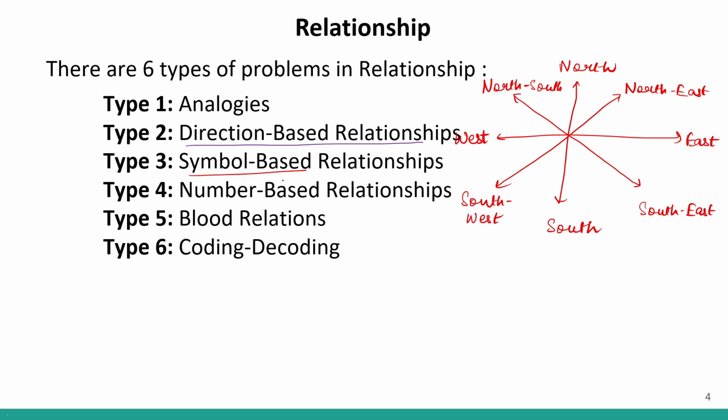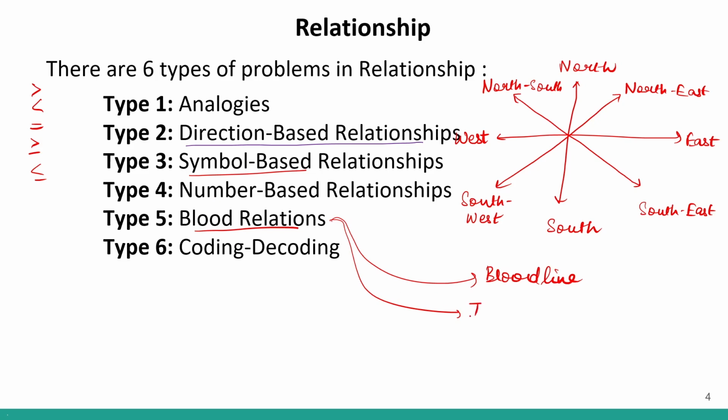Then we had symbol-based relationships. Again, inequalities had 5 symbols: greater than, less than, equal to, greater than or equal to, less than or equal to, right? And the same concept of coded blood relations. Whenever we talked about blood relations, we talked about 2 types of relations. First was your bloodline. Bloodline means people who are born into your family, for example your mother, father, children, grandchildren, nephews, nieces. These are all your blood relations. And then we had in-law relations, which are formed by your spouse's family: your spouse, your mother-in-law, daughter-in-law, sister-in-law. These are all your in-law relationships, relationships that you form after marriage, after you marry your spouse.